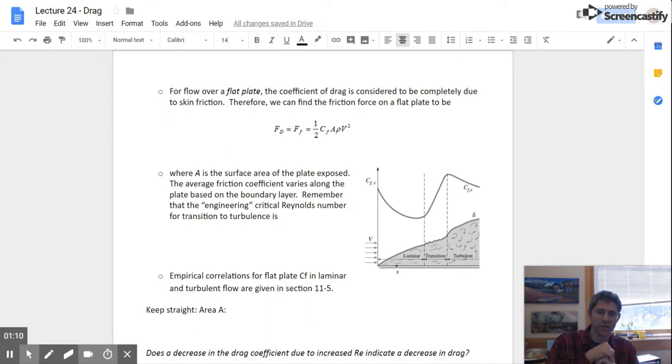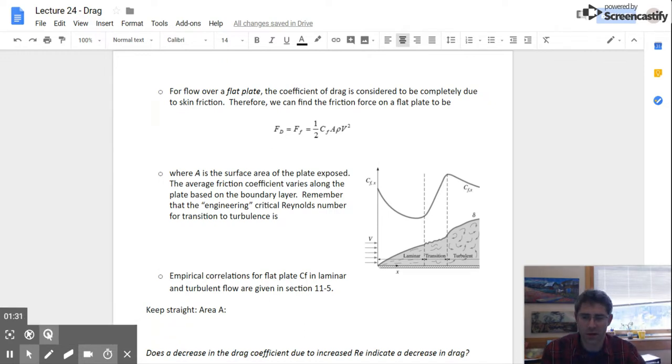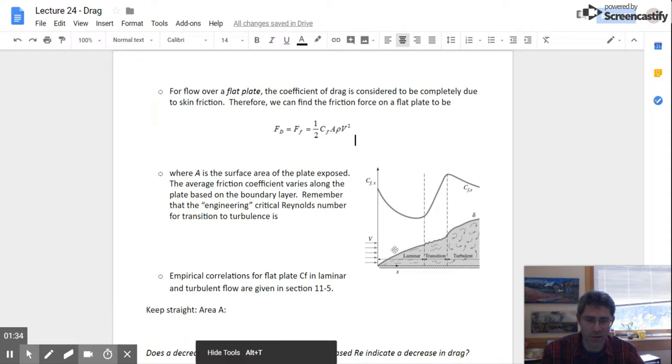Now, in this case, the friction coefficient C sub F is going to actually vary along the plate based on the actual boundary layer. I think on Monday you talked about the boundary layer and how it grows as you go along. And so also the C sub F is going to vary. You can see the laminar flow developing here at the beginning of the plate, transition, and then finally turbulence, and how the C sub F is going to vary along that path.